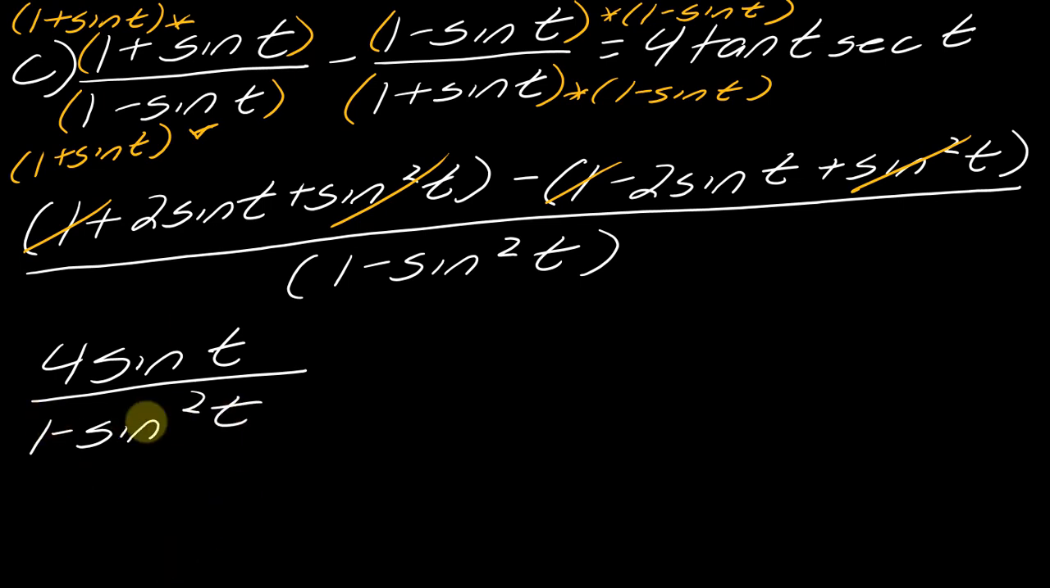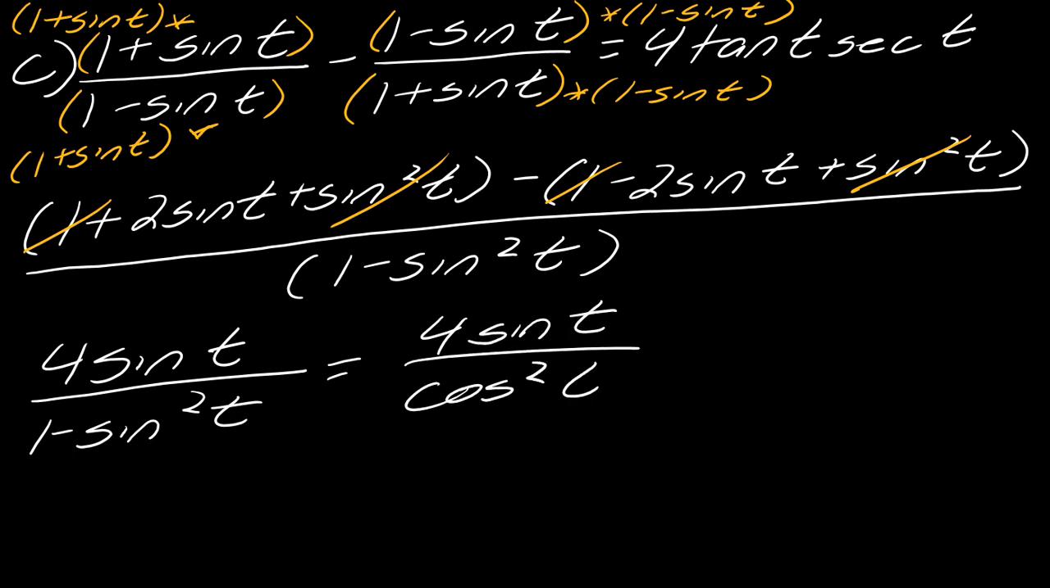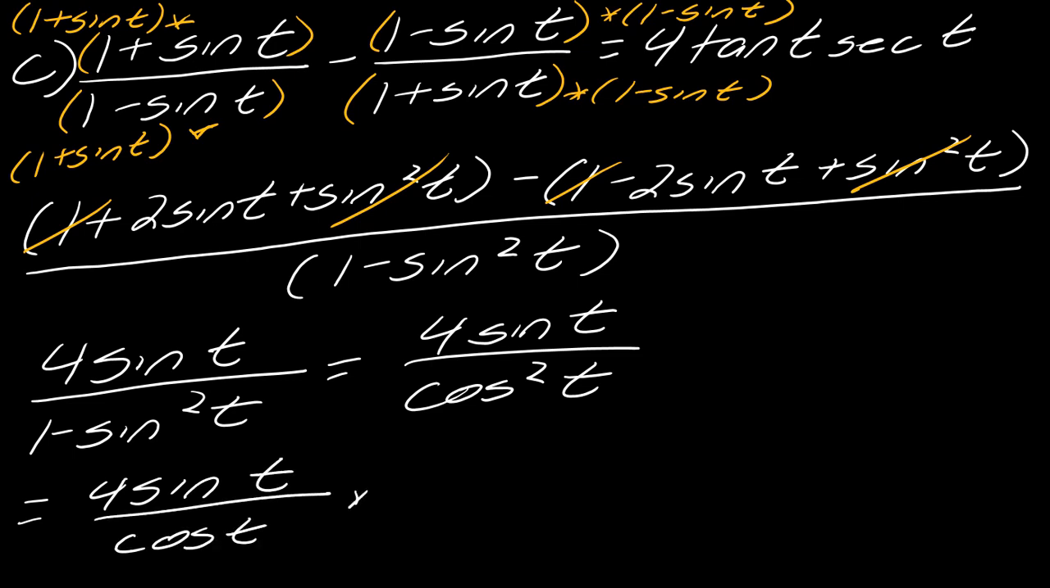And now my hunch was right. I do want to convert this bottom part into cosine squared. So this is going to become 4 sine t over cosine squared t. Now notice, what we're trying to get this to equal has nothing squared, so that's a hint to me that I probably need to break up this squared term. So this becomes 4 sine t over cosine t, and then let's break out the other cosine t. So you see how I broke that up? And now we're golden, right?